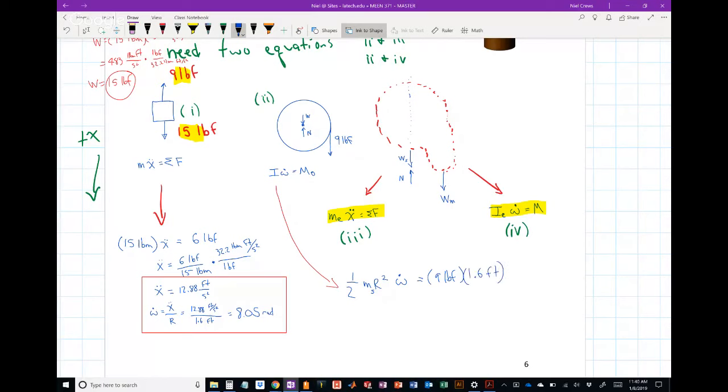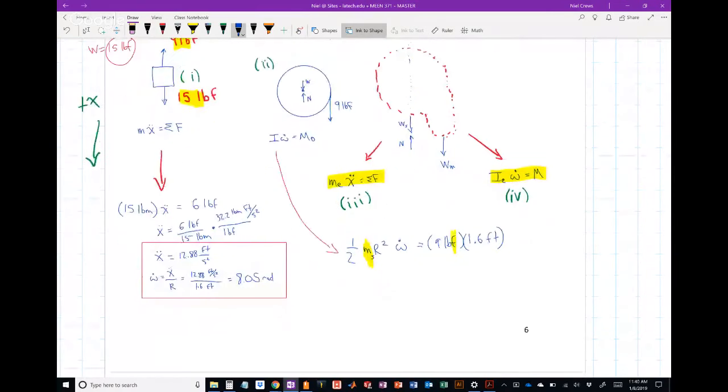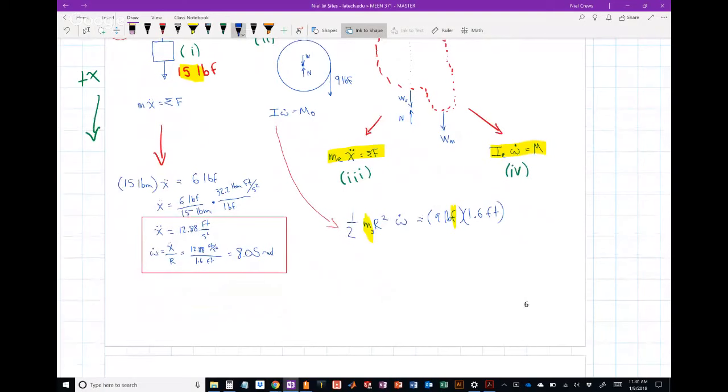Now we need to be a little bit careful because this is a force and this is going to be a mass, and so we need to just make sure that we get our units correct and do any conversion that we need. I'll go one more step and we'll just fill in this stuff.